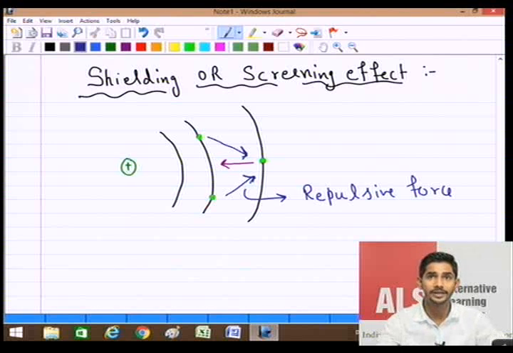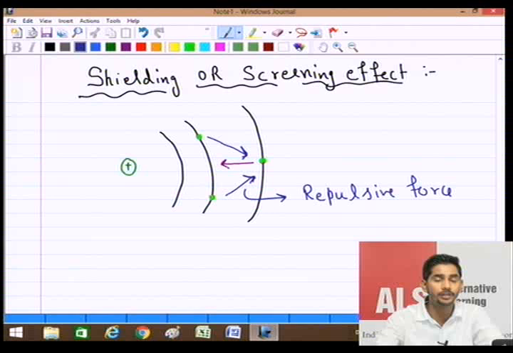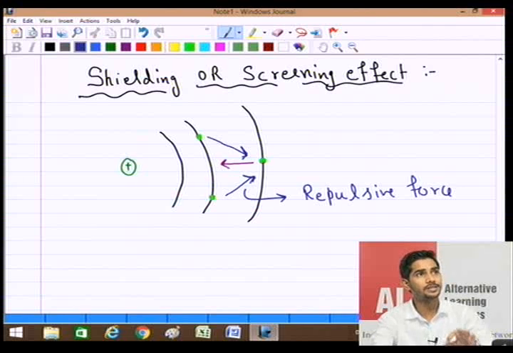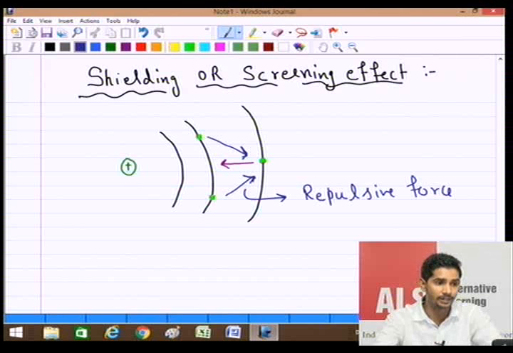Okay. So, guys, first of all, the reduction in the force of attraction due to the inner electron is known as the shielding or screening effect. First of all, make it clear that the repulsive force felt by the outermost electrons, and the net attractive force which is decreased now due to the presence of inner electrons, is known as what? Shielding or screening effect.